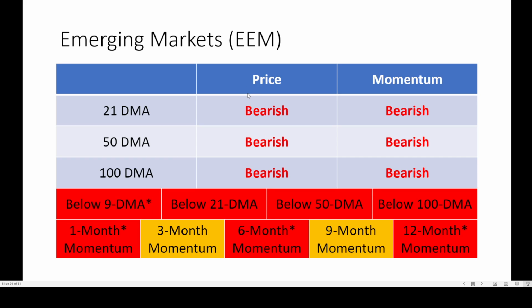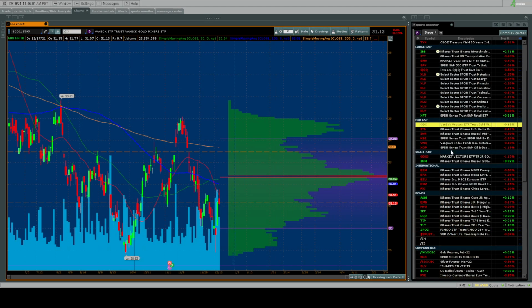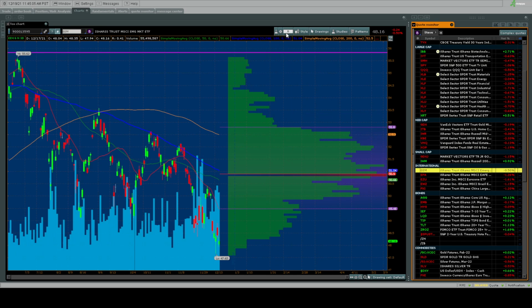And emerging markets aren't giving it any sign of hope. Price momentum, all bearish. Back below the 9-day moving average, 1, 6, and 12-month momentum flipping negative and falling. EEM's leading and telling you kind of where gold miners are headed. If you've never looked at the relationship between these two, I would encourage you to pull a chart, and you'll be like, wow, look at that.